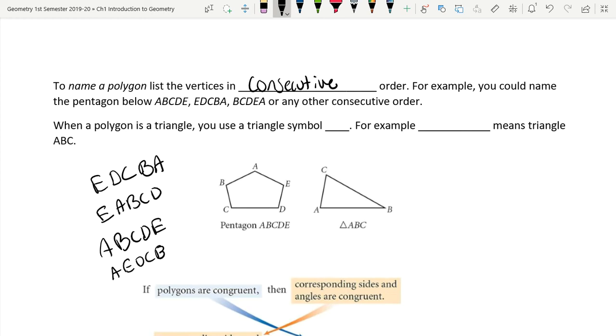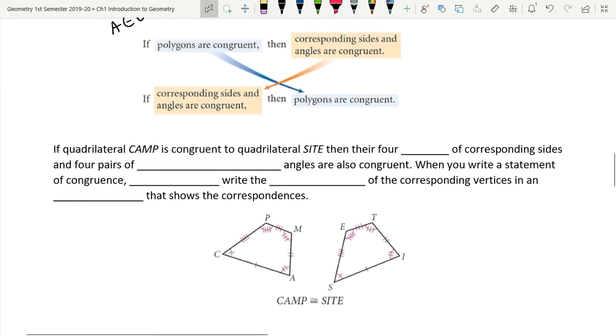If you have a polygon like a quadrilateral, you'd say quadrilateral ABCD or pentagon ABCDE. But there is one that uses a symbol, and that's the triangle. For example, triangle ABC means triangle ABC. Rather than writing the word triangle, you can just write the symbol. So that's naming. Now on to congruency.